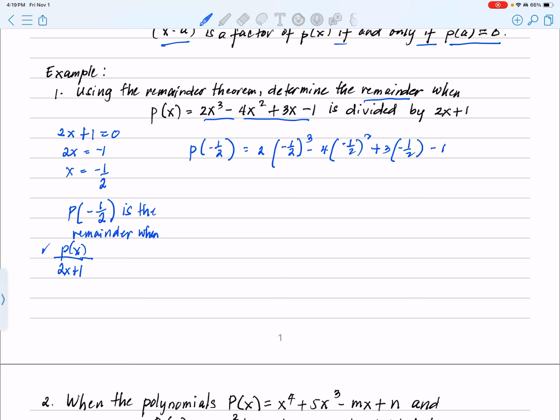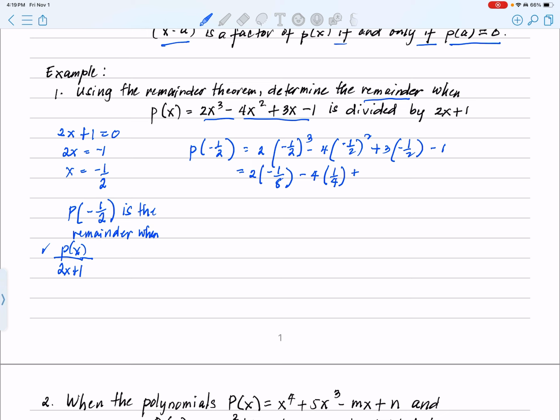Okay, let's simplify. Let's evaluate the exponents first. So that would be 2 times negative 1/2 cubed; negative 3 power is negative, and 2 to the third power is 8. So that would be negative 1/8 minus 4 times 1/2 squared; negative 2 power would be positive, and 2 squared is 4. So that will become 1/4 plus 3 times negative 1/2.